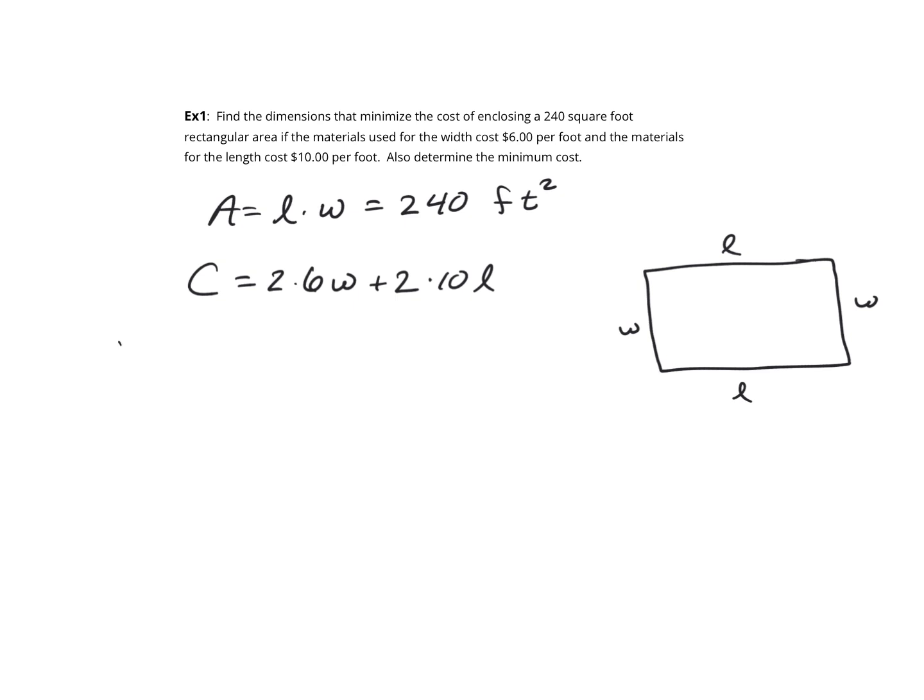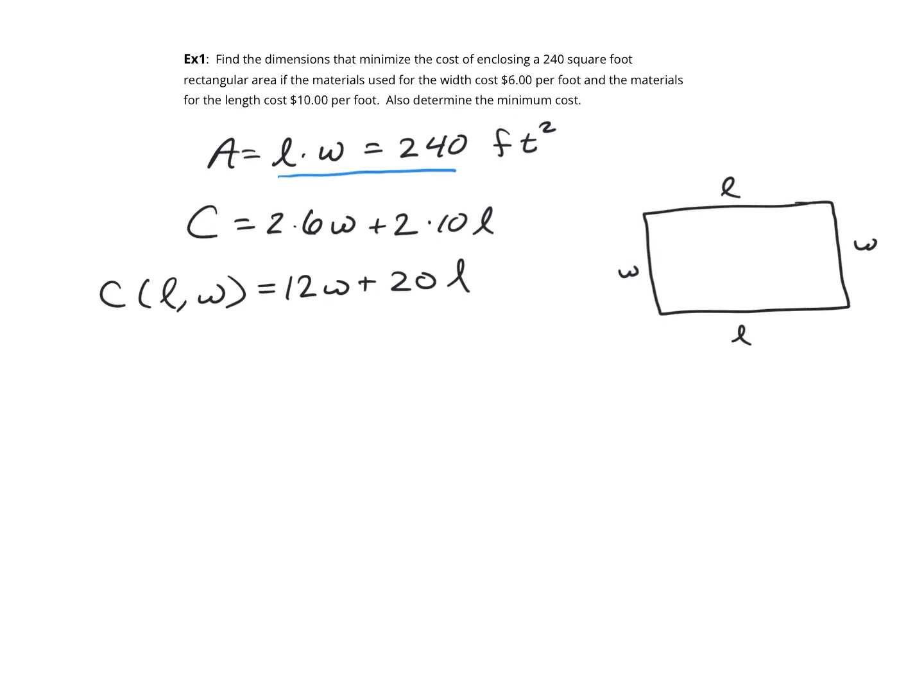So our cost function actually has 2 variables. It's 12 times W plus 20 times L. In Calc 1, we have to make sure we get this down to a single variable. So the idea is to use our constraint above, L times W equals 240, to isolate one of the variables. In this case, let's eliminate the L by dividing both sides by W. So L is 240 divided by W.